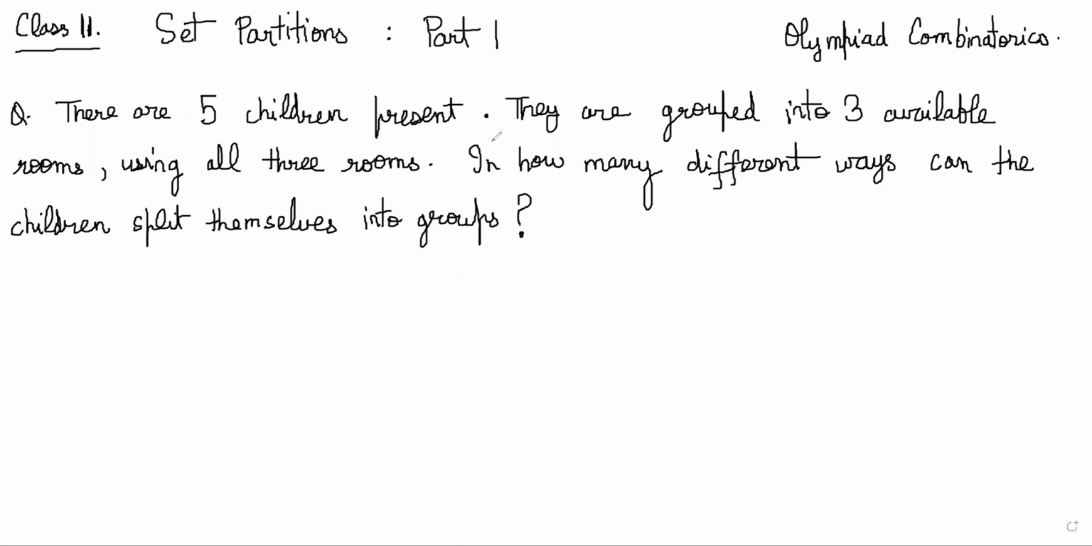There are 5 children present. They are supposed to be grouped into 3 available rooms. They are supposed to be placed into 3 available rooms using all 3 rooms. In how many different ways can the children split themselves into groups, right?